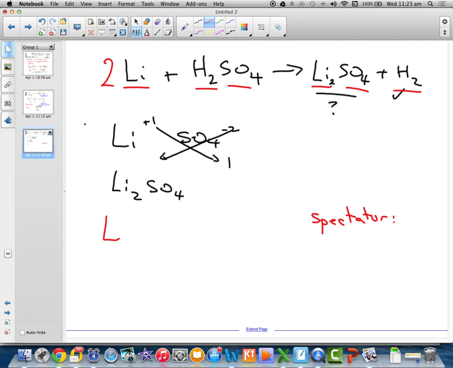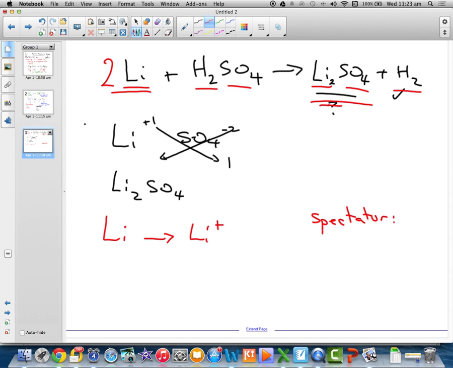So lithium obviously is changing because we've got lithium atoms on this side, but over here we've got a salt. So here we've got metallic bonding on the left, and we've got ionic bonding over here. So that's a change. So the lithium atoms have changed. So we started with lithium atoms, and we produced lithium ions.